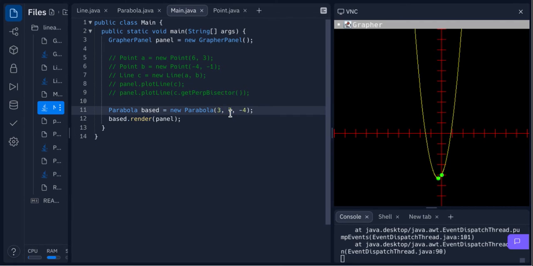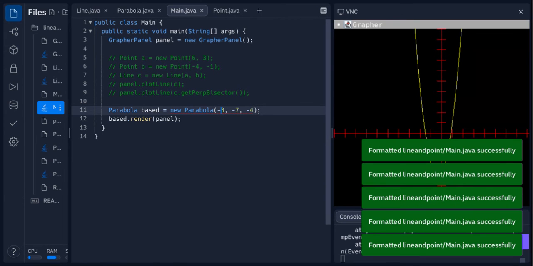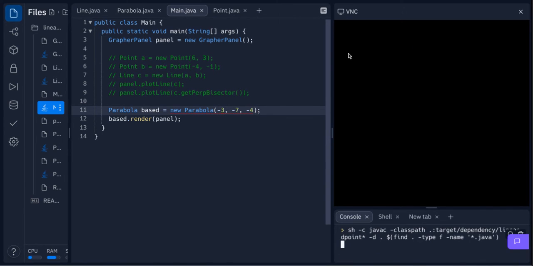7. No, wait, let's do negative 7. We can make this negative if we want to and flip it around. I haven't actually tested that yet, so. But you can, I'm sure.